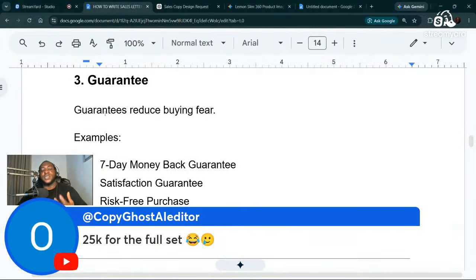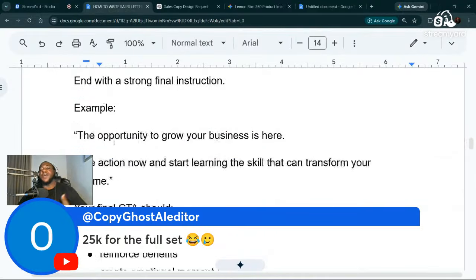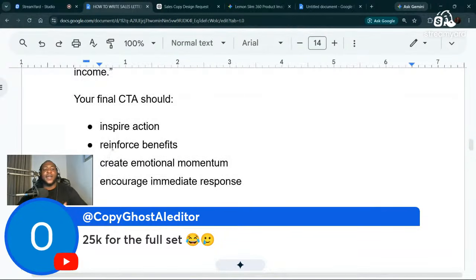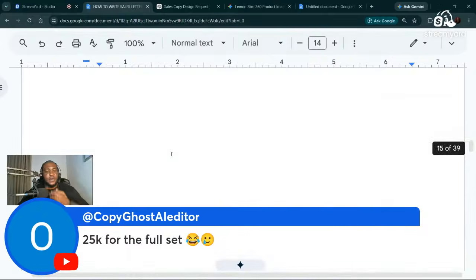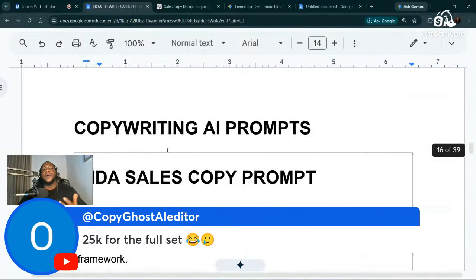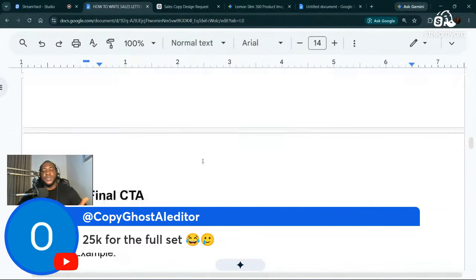Another thing is that you must give a guarantee: a 7 days money back guarantee, satisfaction guarantee, risk guarantee. Another thing, after you finish all this, is your final call to action. I'll leave you guys to complete all those by yourselves. Tomorrow we are going to do the AI. I'm going to show you how to write this copy faster with AI.